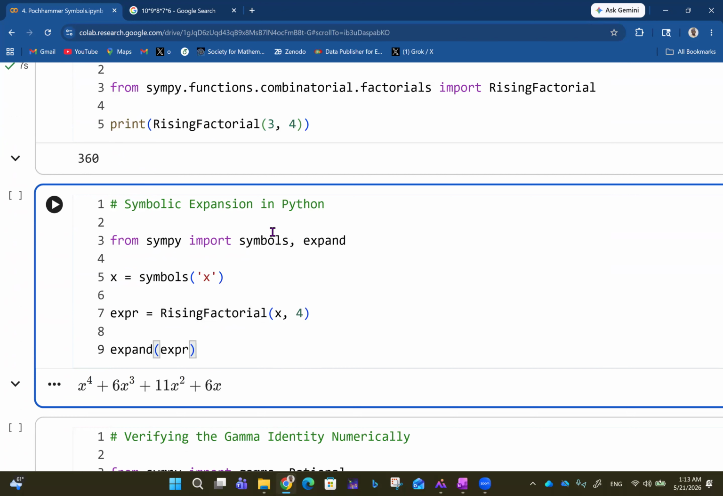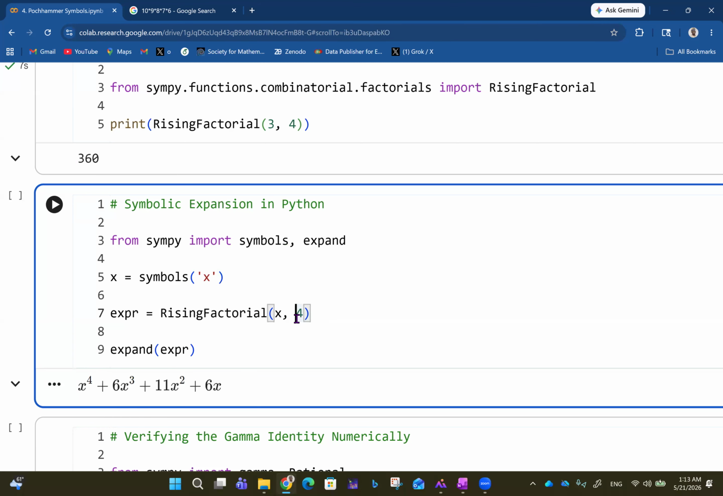So from SymPy, you can import symbols, and when you expand, you have x symbols. So you create your symbols. I did this under scientific computation with Python, talking about symbolic Python, SymPy. So the expression will now be rising factorial x comma 4. So you now expand the expression x raised by 4.